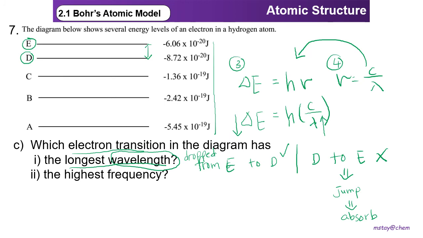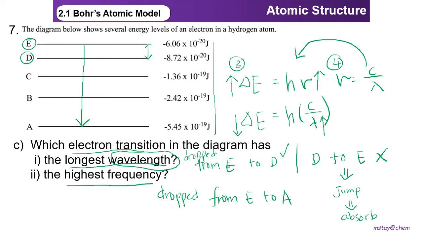Okay, next one. The highest frequency. So here, as frequency gets higher, delta E also gets higher. So again, this one is related with the electron drop. So this time, the answer will be the electron drops from E to A.